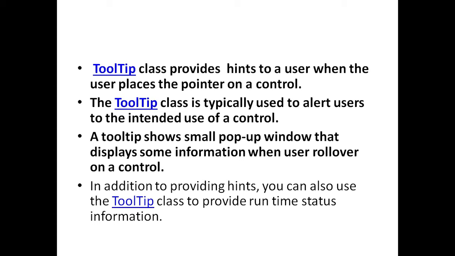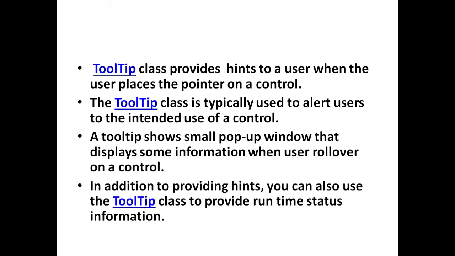For example, you can specify tooltip text for a text box control that accepts a name, specifying the format of the name to be typed into the control. In addition to providing hints, you can also use the ToolTip class to provide runtime status information. For example, you can use the ToolTip class to display connection speed and line quality data when the user moves the pointer onto a picture box control that displays internet connection status.